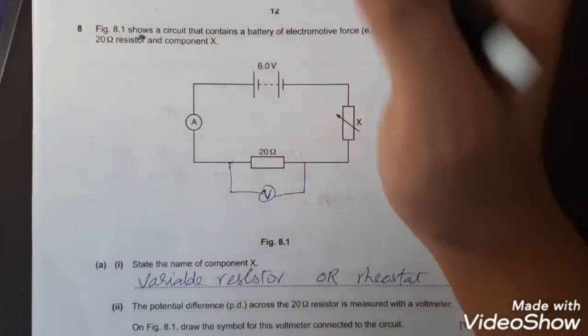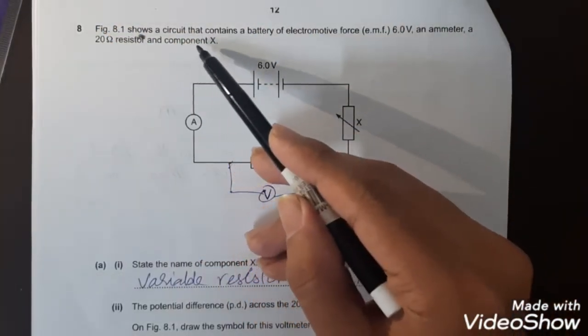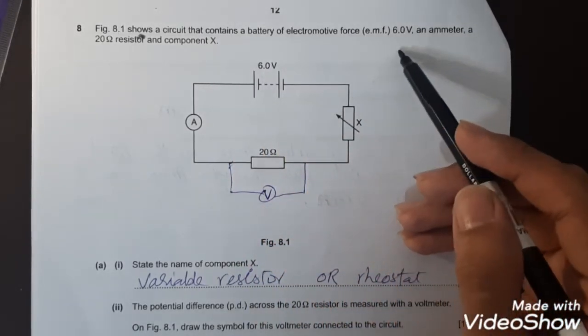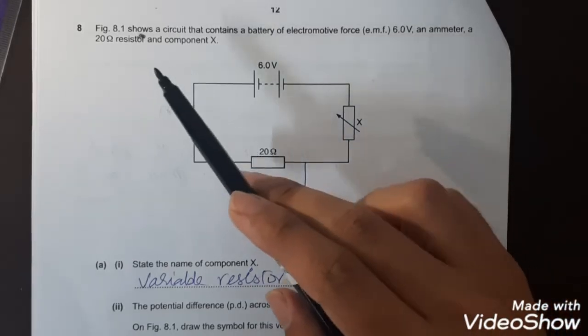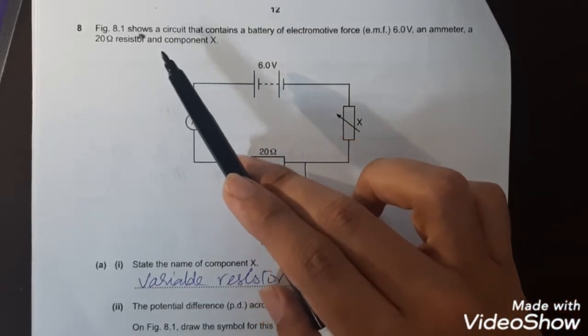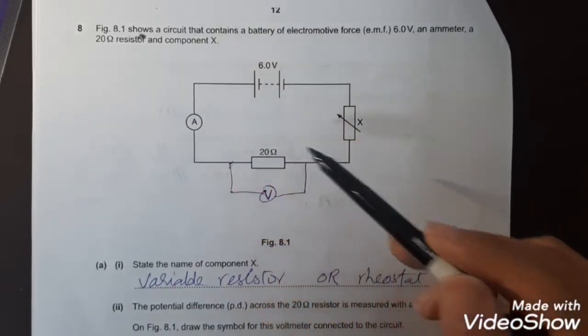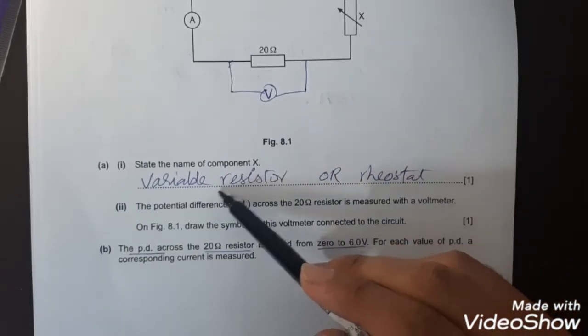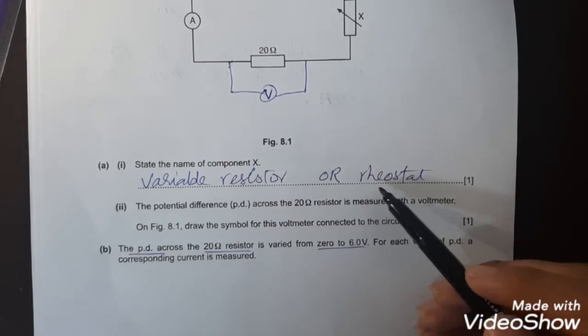Question 8 states figure 8.1 shows a circuit that contains a battery of electromotive force 6 volts, an ammeter, a 20 ohm resistor, and a component X. So state the variable component X, which is a variable resistor or a rheostat.